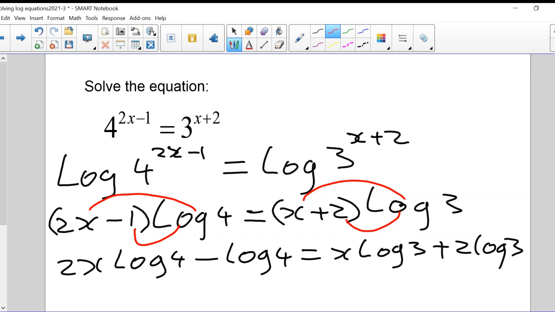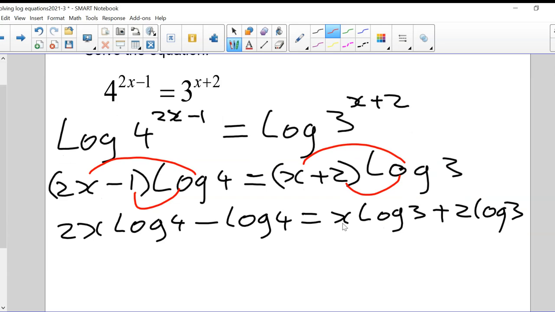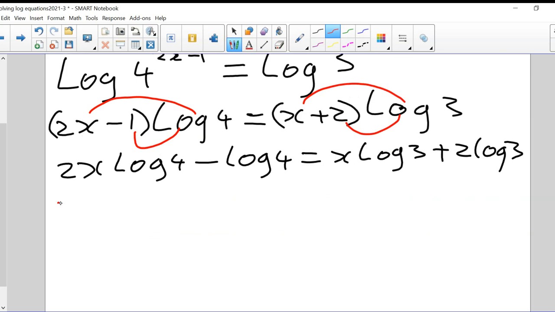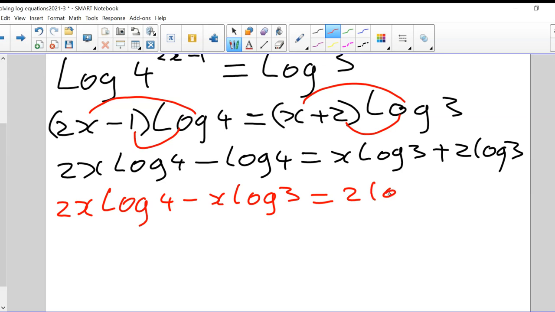Okay, I'm thinking, why don't we get all our x's together on one side of the equation? That might be useful. So I'm going to take the 2x log 4, and I'm going to minus from that the x log 3, by just taking the side that was on the right and putting it on the left. Then I put the other stuff, which doesn't have the x's, on the right side: is equal to 2 log 3 plus log 4.